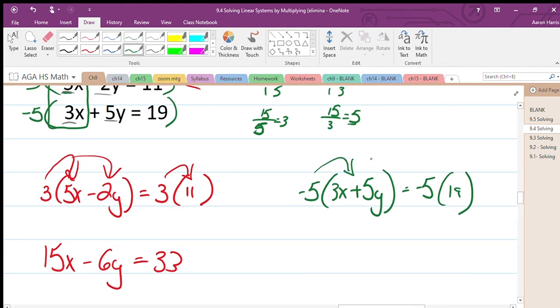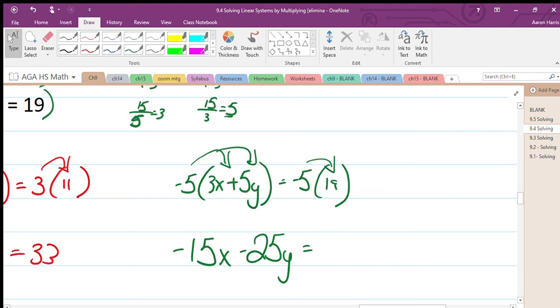Take this, distribute in, distribute in, distribute in. So negative 5 times 3 is what? Negative 15x. Negative 5 times negative 5 is negative 25y equals negative 5 times 19. If you don't know this, come to the side, do 19, put a 5, put the multiplication. It's just one number. You know this.